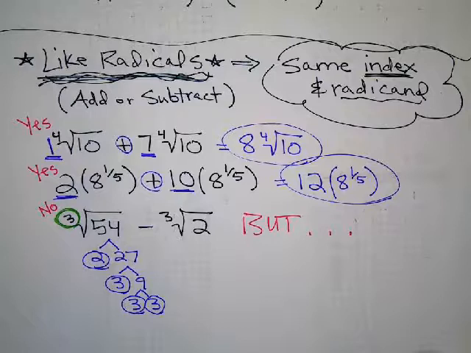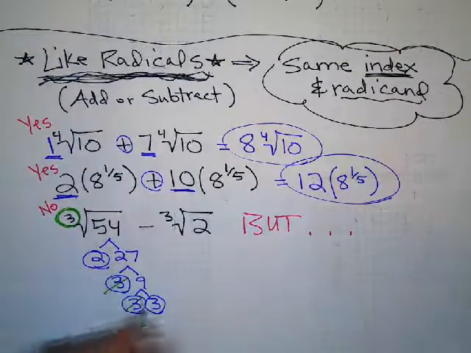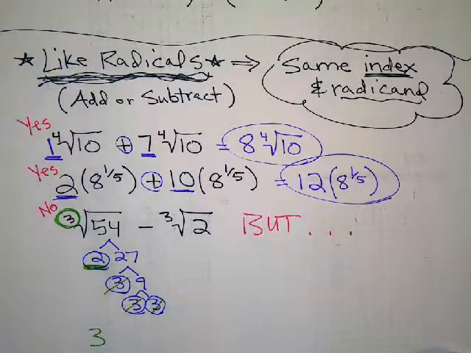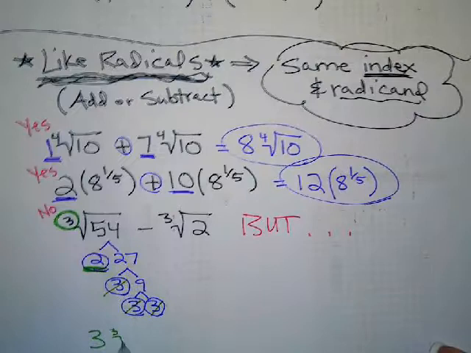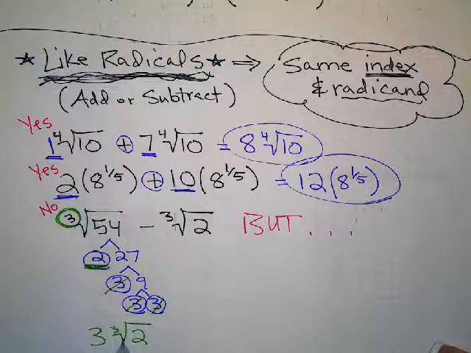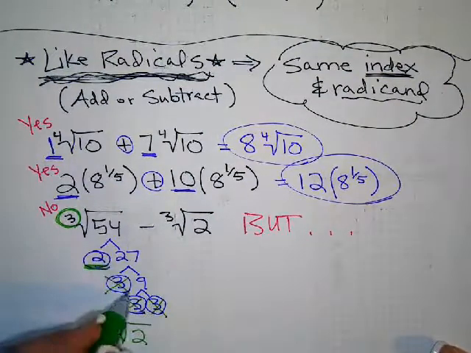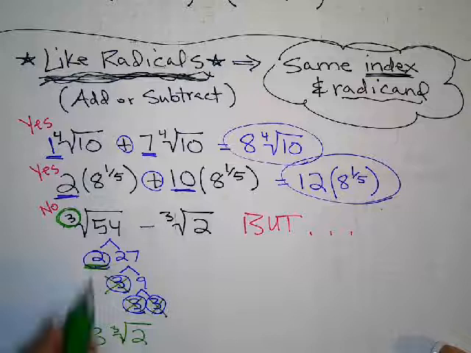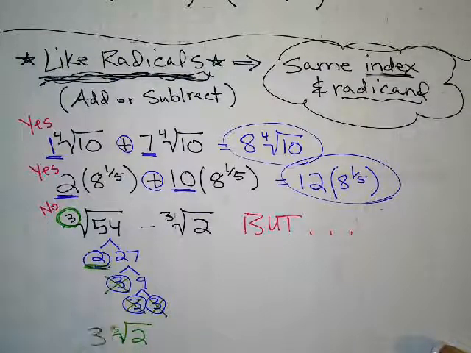What happens with this number if it doesn't have 3 of them? Very good. It stays underneath a cubed root. So I took a 3 out because there's 1, 2, 3 3s, and that's what a cubed root means. And then the 2 stays in. Well, we said no, they're not alike. We were wrong, right? They are alike. It's just they're in disguise.